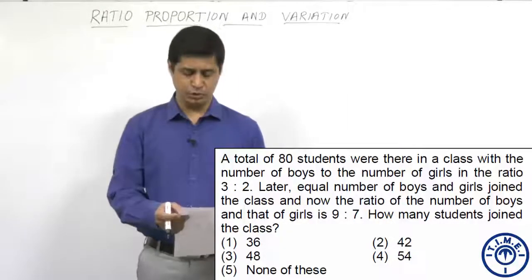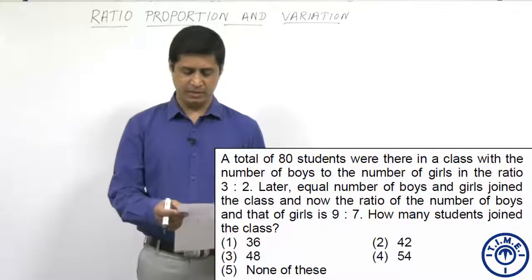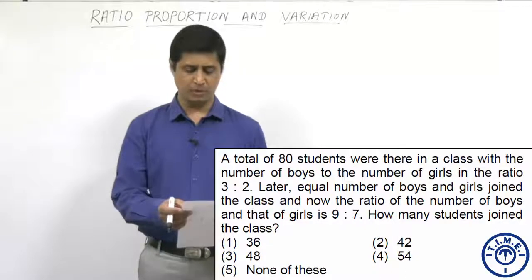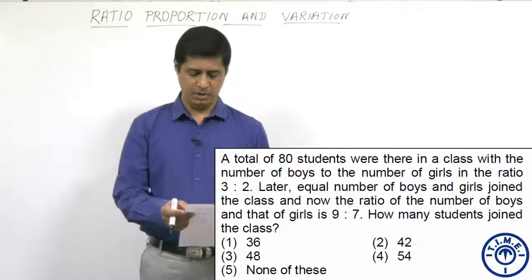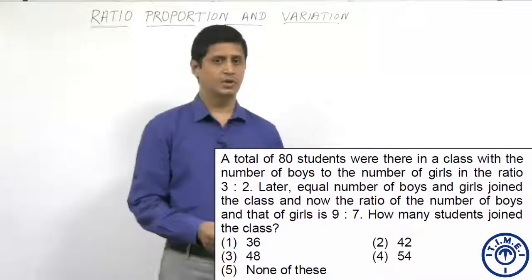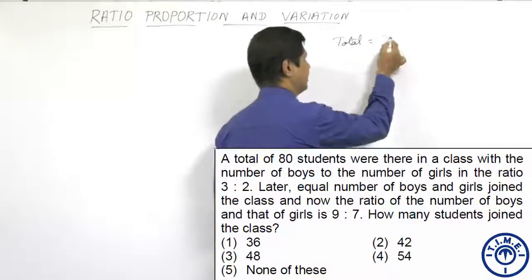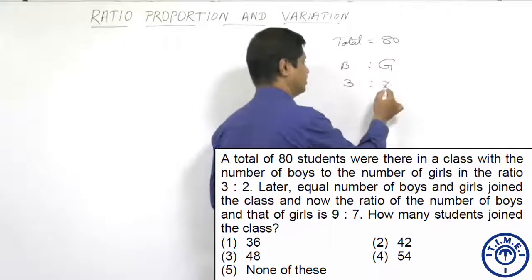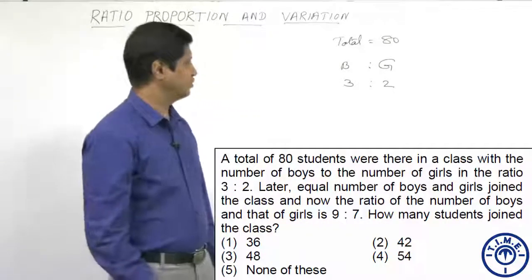A total of 80 students were there in a class with the number of boys to the number of girls in the ratio 3:2. Later, an equal number of boys and girls joined the class, and now the ratio of the number of boys to that of the girls is 9:7. How many students joined in the class? Now, what is the total strength of the class? The total strength is 80. What about the boys and girls ratio? It is 3:2. 3:2 means 3 parts boys and 2 parts girls.